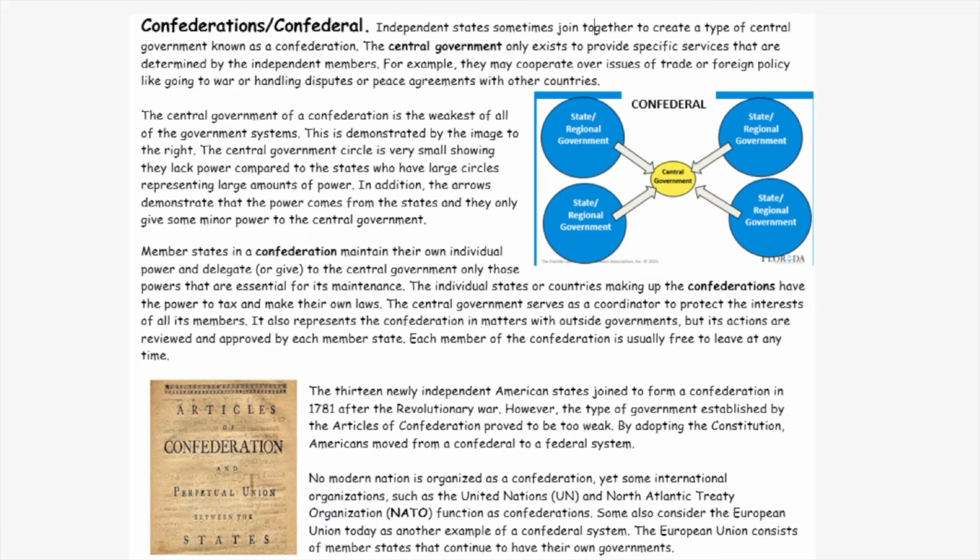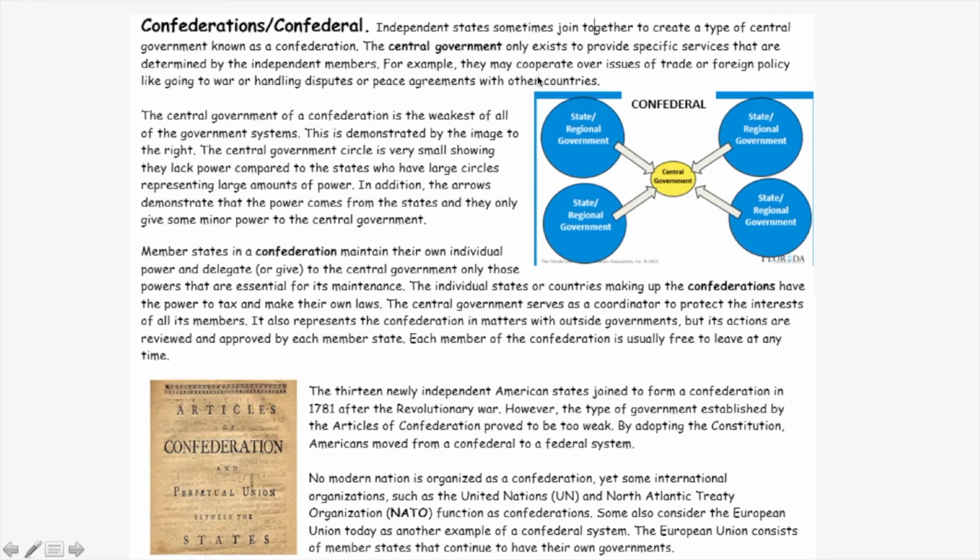So we created something called the Articles of Confederation, where each of the 13 states had their own power. And then they gave a little bit of authority to a central government, but not really. Let's look at how that all worked out. It didn't work out well for us because we got rid of it, but we'll learn all about that soon. It's either a confederation or a confederal system of government. Independent states sometimes join together to create a type of central government known as a confederation. The central government only exists to provide specific services that are determined by the independent members.